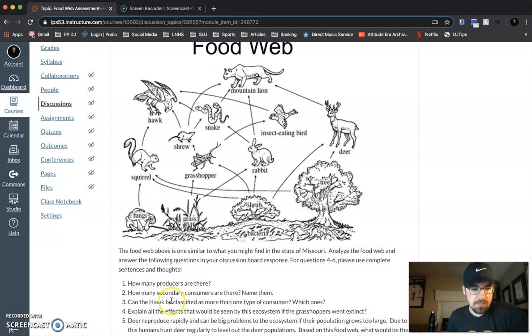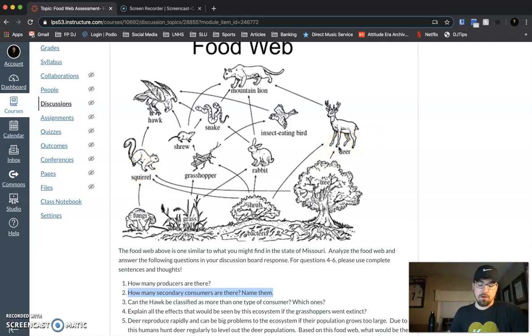Okay, so then we have number 2, how many secondary consumers are there? To understand secondary consumers, we've got to figure out our primary consumers. Our primary consumers are those herbivores that are eating the producers. So the primary consumers are the deer, the rabbit, the grasshopper, and the squirrel. Okay, we're focused on the secondary consumers. So the secondary consumers are going to be all the organisms that eat those 4 things, right? That eat the primary consumers.